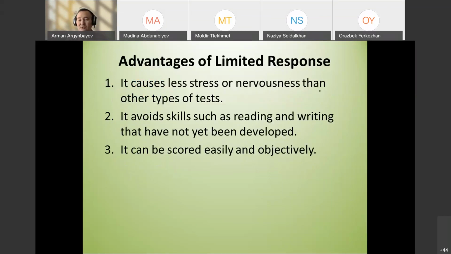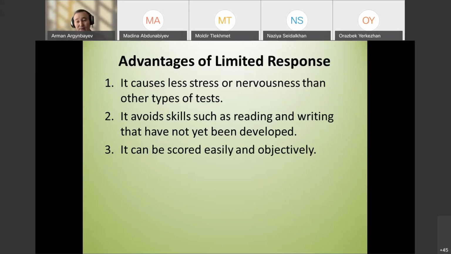Advantages of limited response. It's oral, not written. Yeah, in many cases, mostly, but it can be written as well. But again, we actually don't use it for summative assessment. Usually we use it for formative assessment, but if you wish, you can use it for summative as well. Why not? It causes less stress because students don't write.